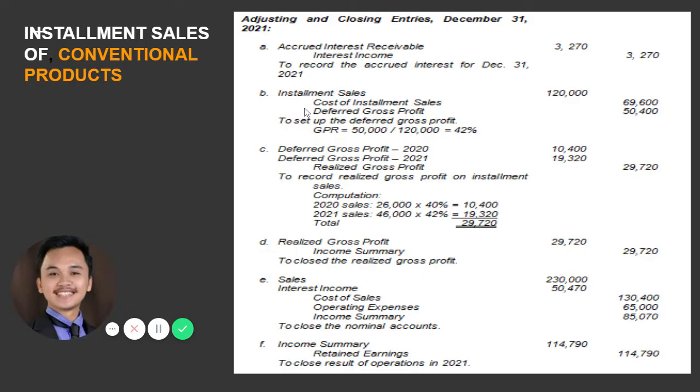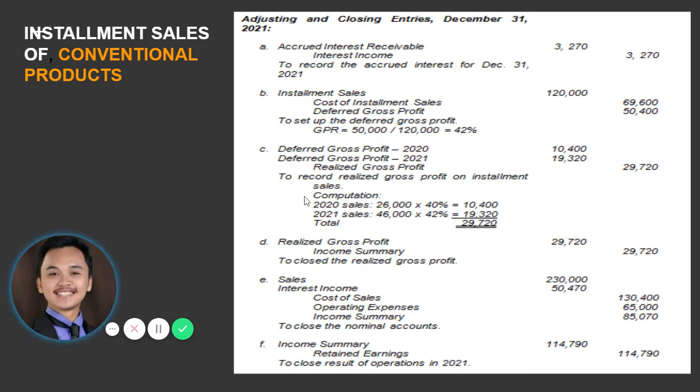Okay? And then another is for the setting up of our deferred gross profit for the installment sales made on 2021. So we have installment sales of 120 and then cost of installment sales of 69,600 and deferred gross profit of 50,400. So see, our deferred gross profit, guys, is the difference between installment sales and our cost of installment sales. So from that we have a gross profit rate of 42%, which we have talked about earlier as well.